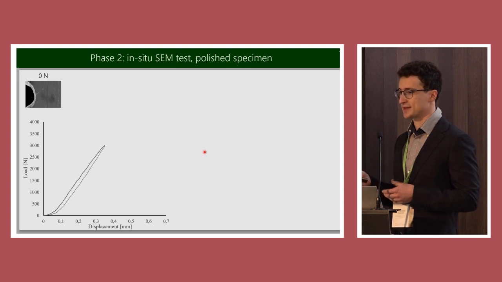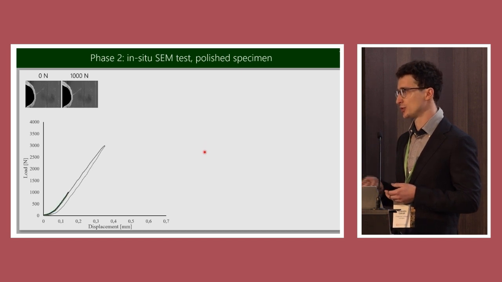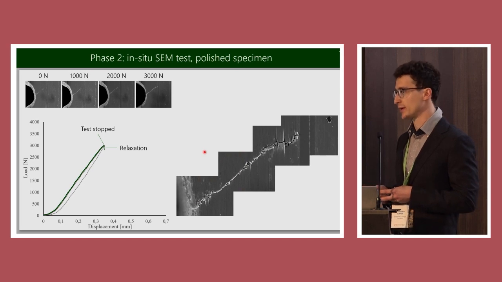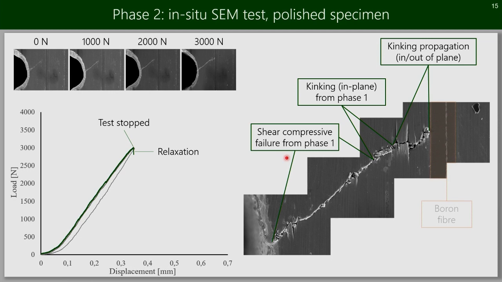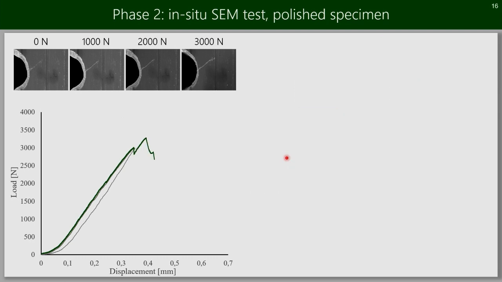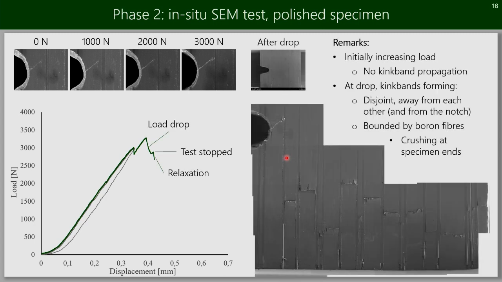We then continued our test inside the SEM with the polished specimen, looking at the progression of damage. Nothing happened until we reached 3 kilonewton, and this is where the kink band propagated, so we have our initial damage that was already there, and then the propagation. It's interesting to note that the kink band reached the first boron fiber, and it seemed to stop there. When we went on with our test, we saw increasing load, and the kink band did not propagate anymore. We then had a load drop, so we stopped the test again and checked what was happening.